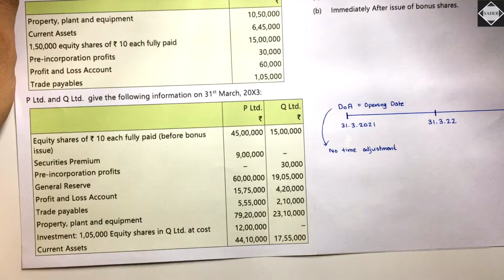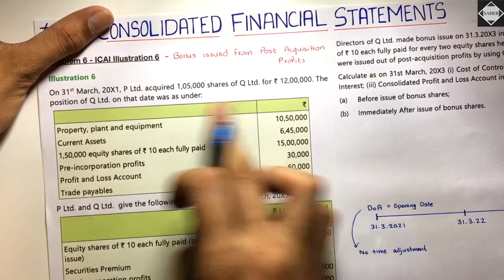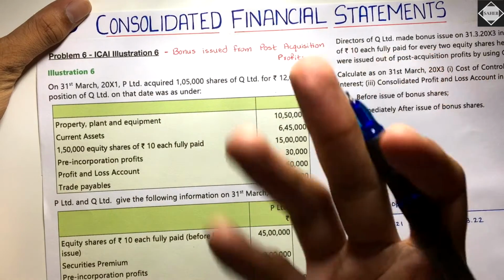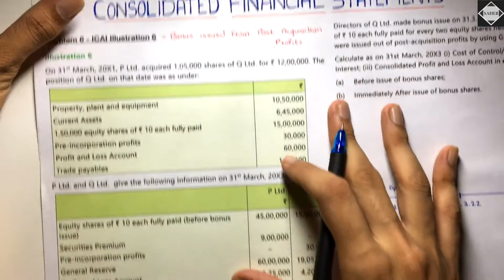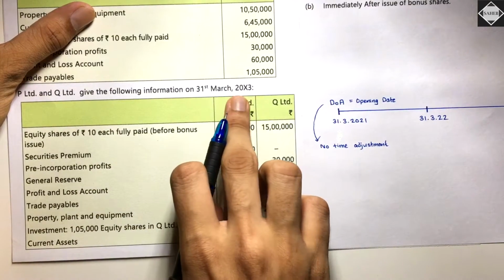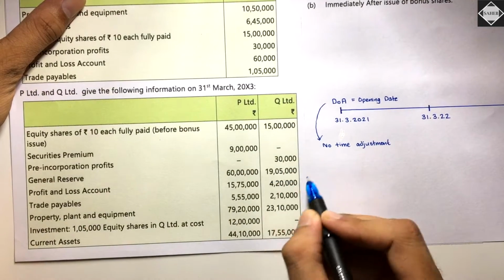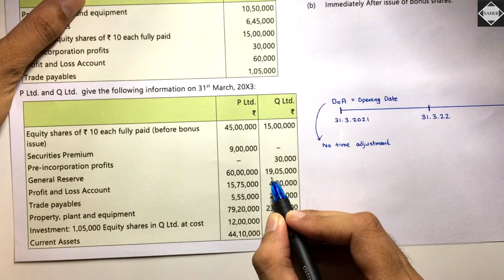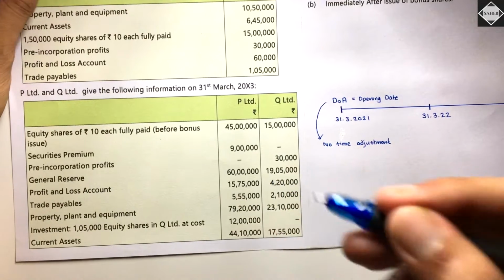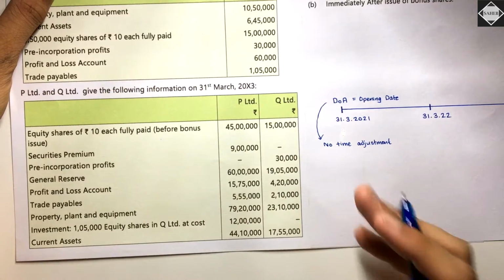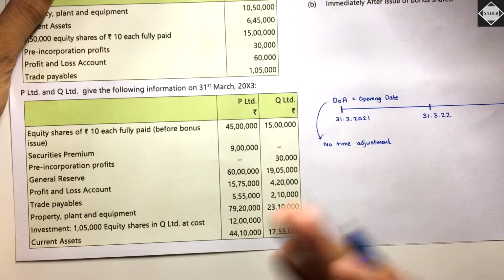So now you have to understand, see, if you see on the date of acquisition, here there was no general reserve. But on the date of consolidation, after 2 years, we have a general reserve in the subsidiary company of 19,05,000. So immediately you should understand this is entirely post acquisition.